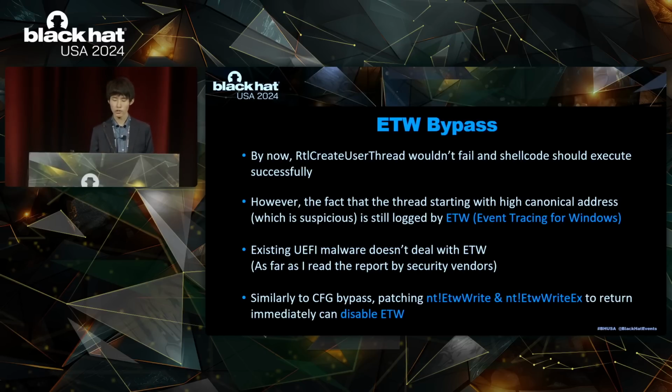ETW logging functions are implemented in each kernel export. So as long as you use the kernel exports, there's a possibility of getting detected by ETW. However, this can also easily be bypassed by patching the kernel exports EtwWrite and EtwWriteEx to return immediately. Therefore, we again use partial identity mapping to bypass this, just like CFG.